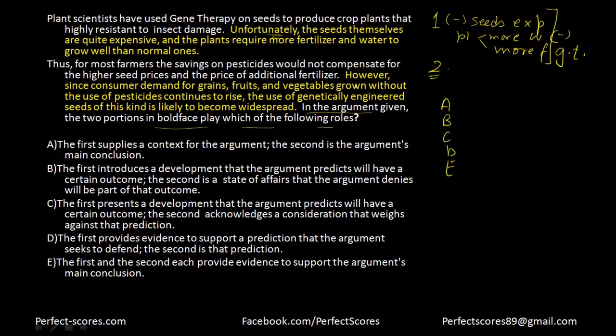Let's go to the second statement. Thus, for most farmers, the savings on pesticides would not compensate for the higher seed prices and the price of additional fertilizer. Now, you see, there's a trigger for you. However, means in spite of all these, since consumer demand for grains, fruits and vegetables grown without the use of pesticides continues to rise, means the demand for especially these kinds of plants that need less pesticides on them is rising. The use of genetically engineered seeds of this kind is likely to become widespread.